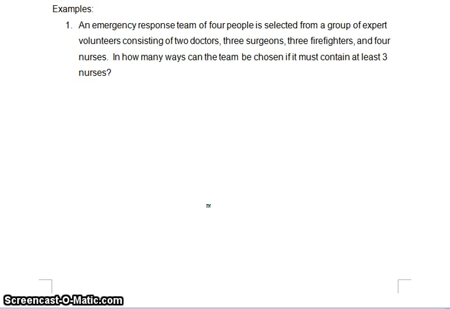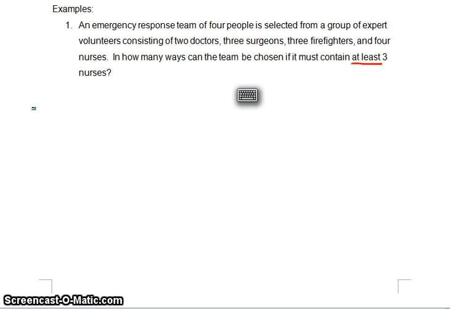So looking at example number 1 here, an emergency response team of 4 people is selected from a group of expert volunteers consisting of 2 doctors, 3 surgeons, 3 firefighters, and 4 nurses. In how many ways can the team be chosen if it must contain at least 3 nurses? So here's that keywording, at least 3 nurses. That means there's going to be a bunch of different cases.